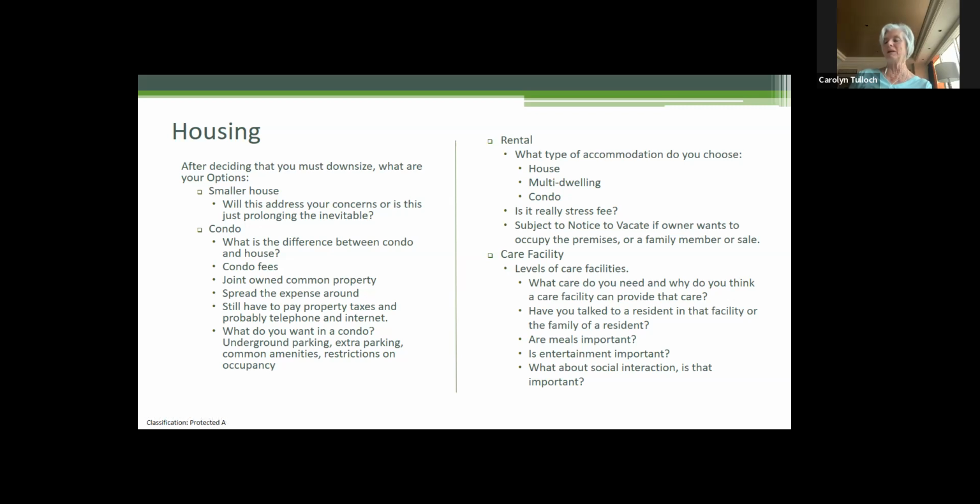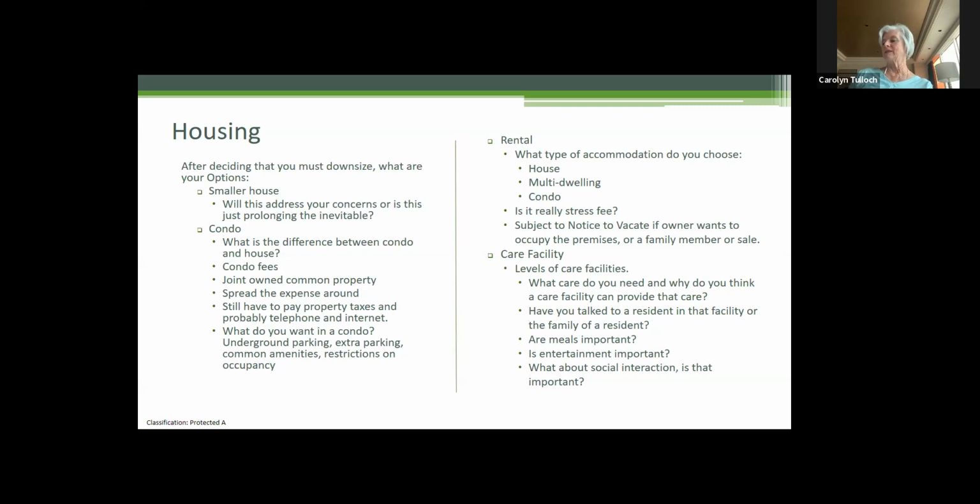Entertainment. Is entertainment important to you? I'm not sure how much participation there is in entertainment, so I think you need to check that out. Also, social interaction. If social interaction is important to you, because people do move into care facilities so they can be socially active. If people in this facility are basically coming out for meals and then going right back into their rooms, really there isn't the social interaction that you think there might be.